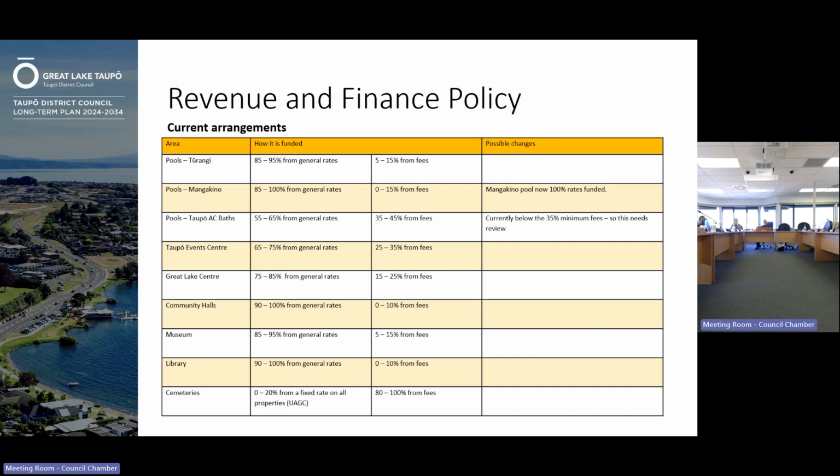And part of it goes down to the considerations we're required to take into account, which are who are the primary beneficiaries. That's clearly the people who go to the pool. And so we're required to consider that they're the primary beneficiaries.